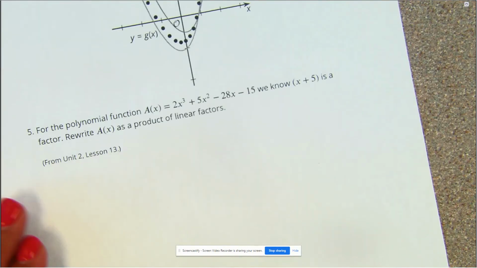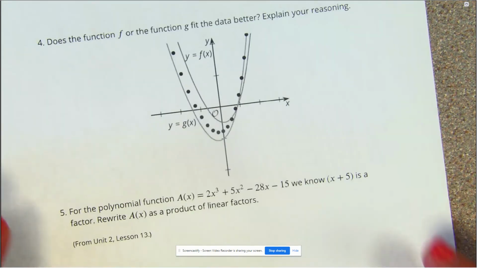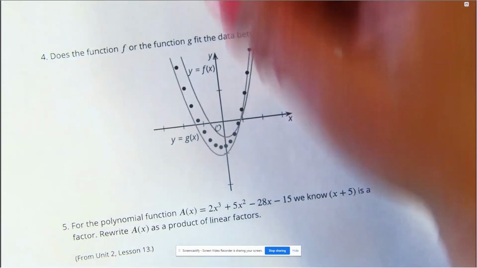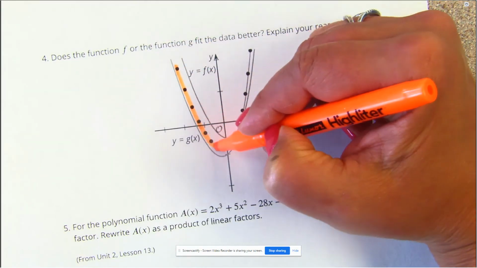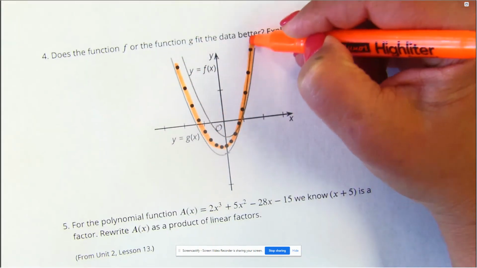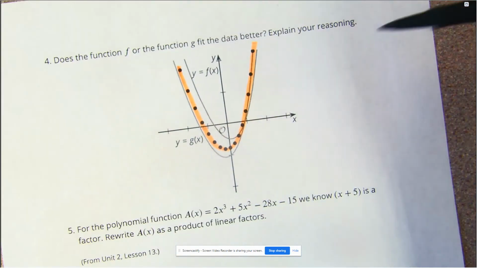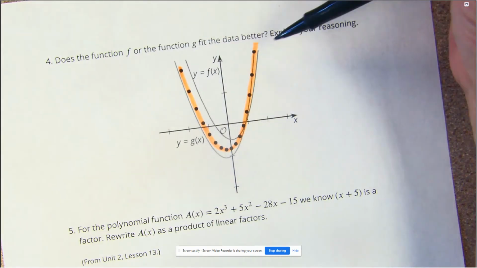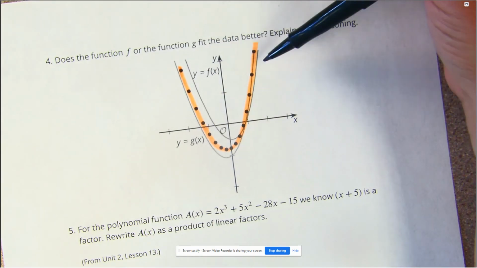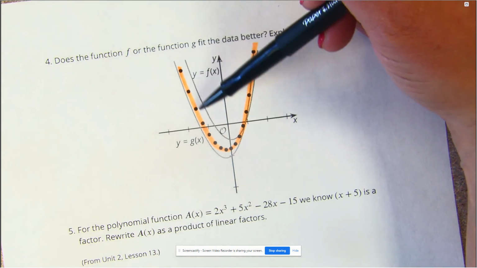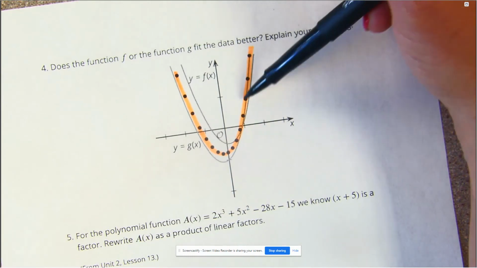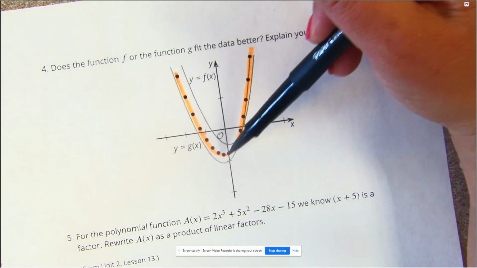Last one. Does the function f or the function g fit the data better? Explain your reasoning. So I think overall, I'm going to highlight this. Even though they are the same general shape of the data, if I was to shift F over, it would still be a large gap on that side. And even though those few points are fitting right now, I think G overall fits it better.